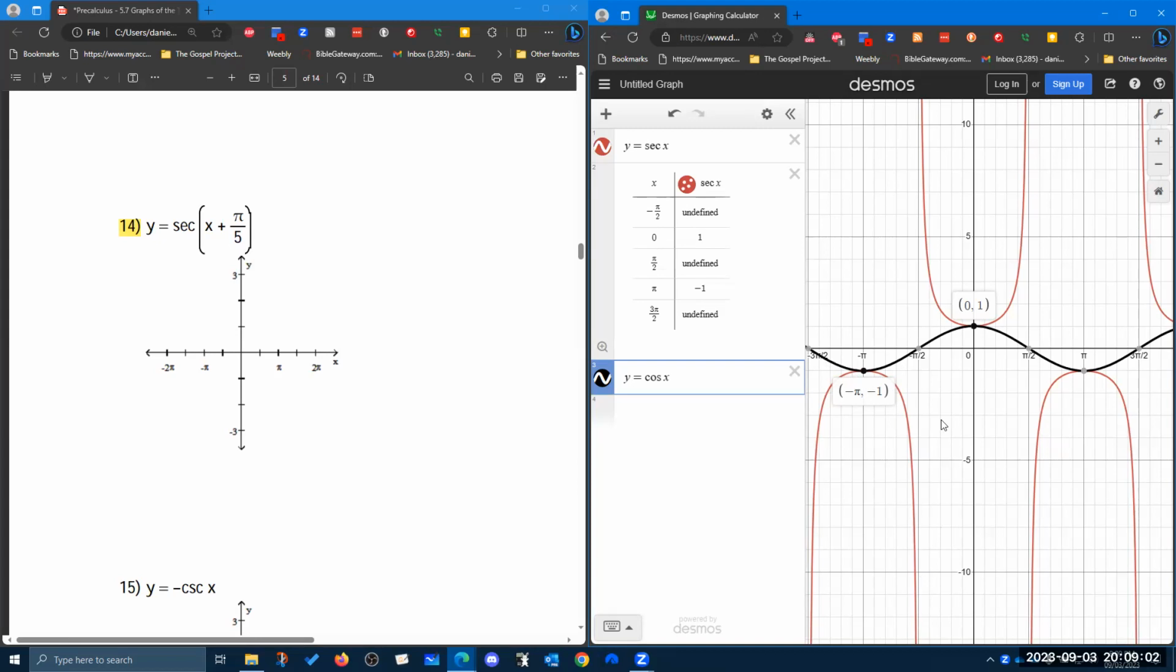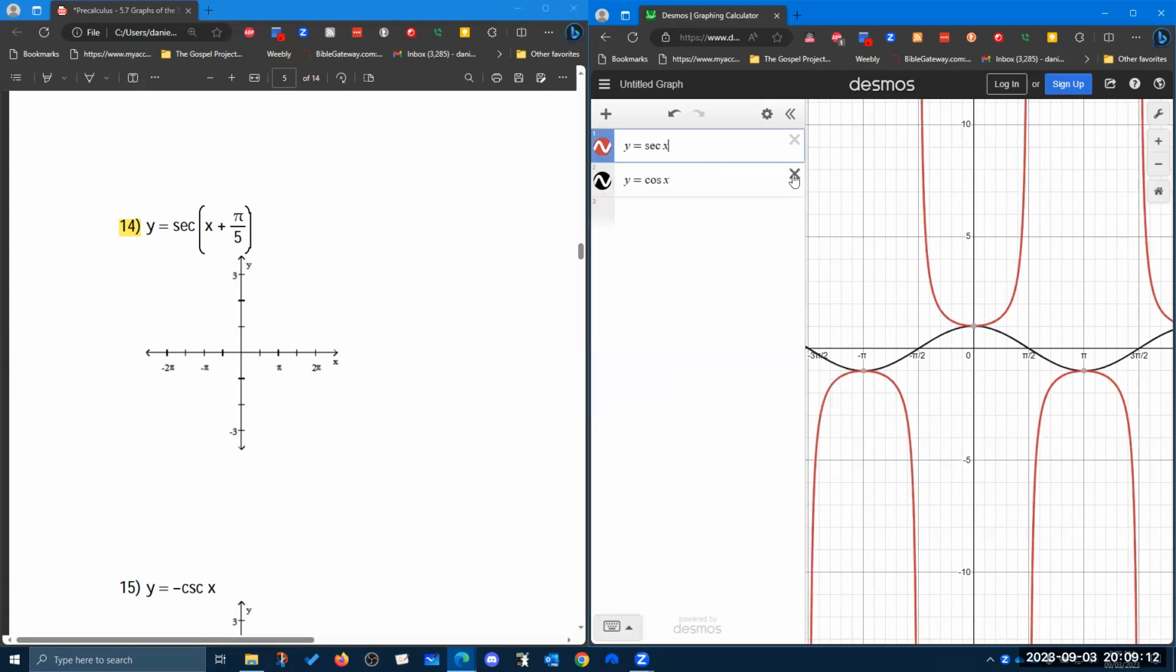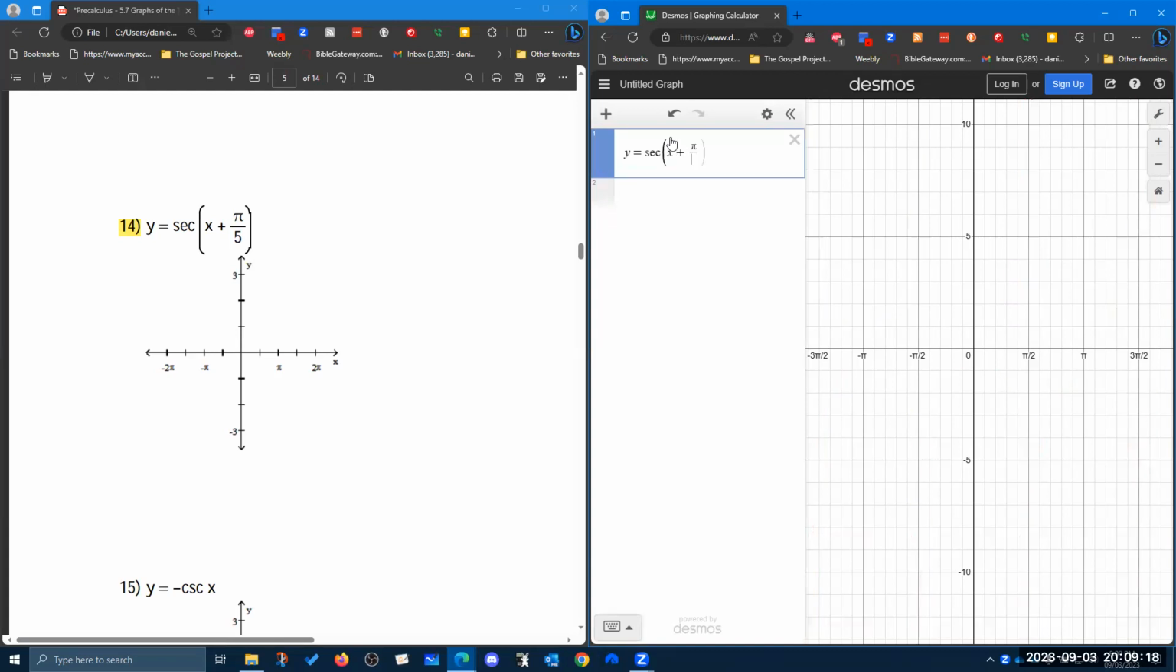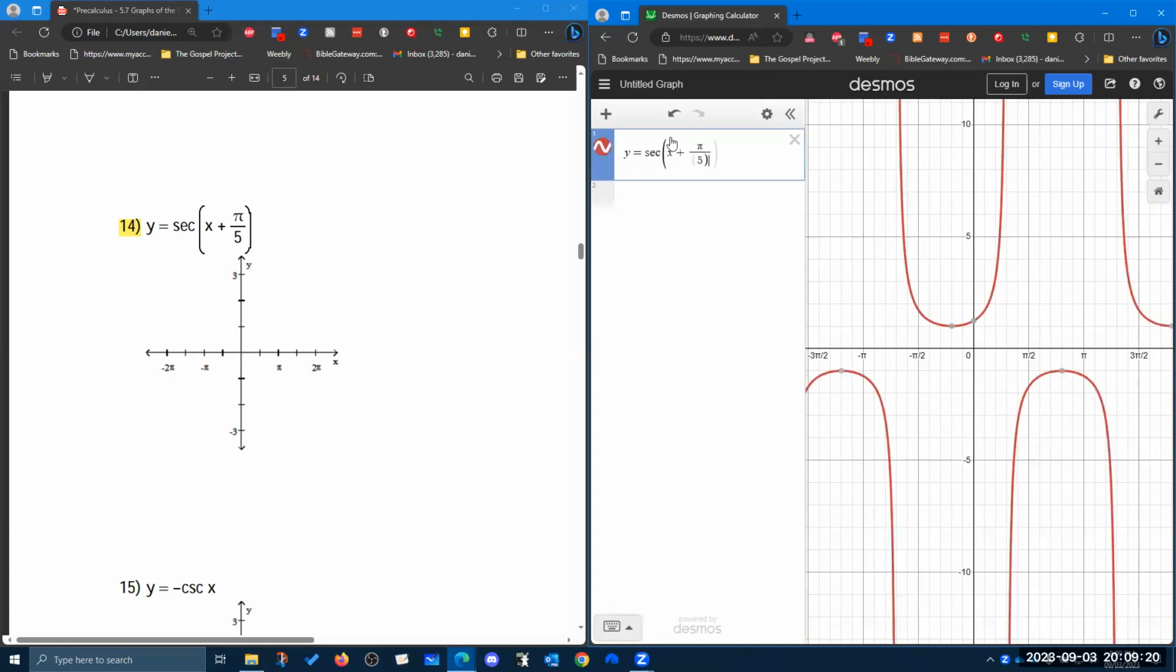Now, again, we only have a couple examples here. The first one is going to be a horizontal shift of pi over 5 to the left. So I'm going to get rid of this table here, get rid of that cosine graph, and I'm going to make this secant of x plus pi over 5. And you can see that the secant graph has been shifted pi over 5 units to the left.